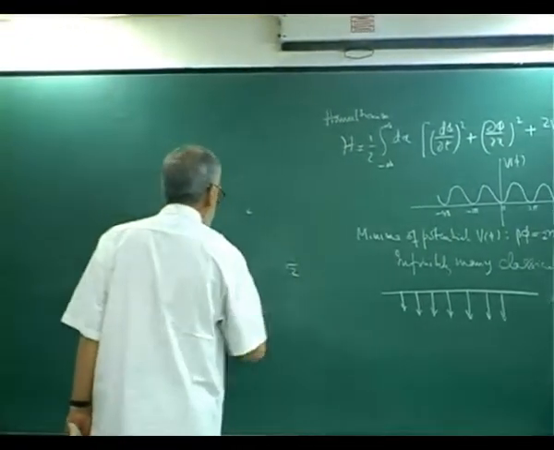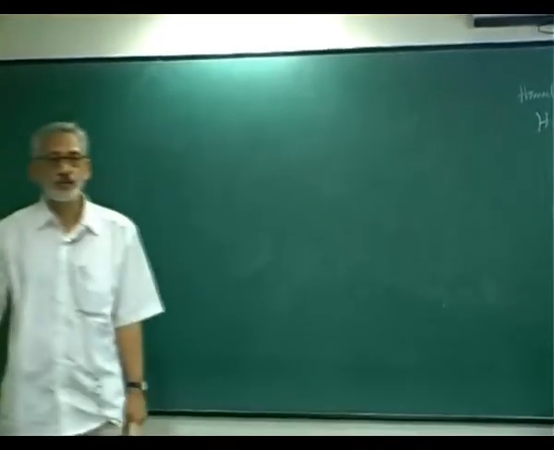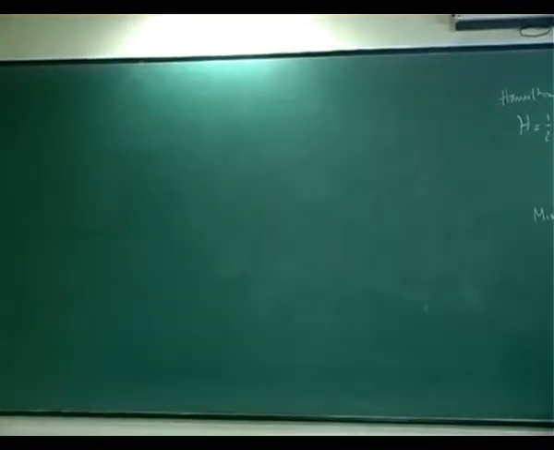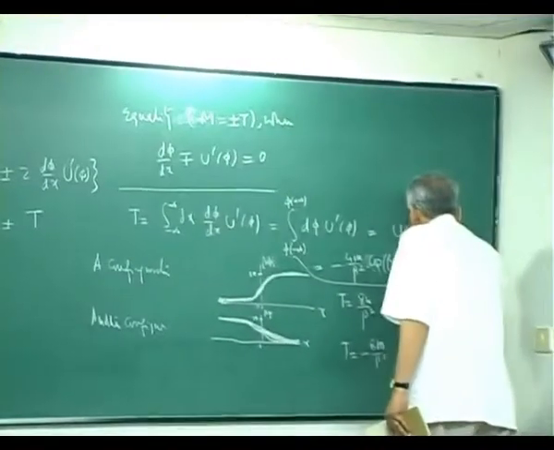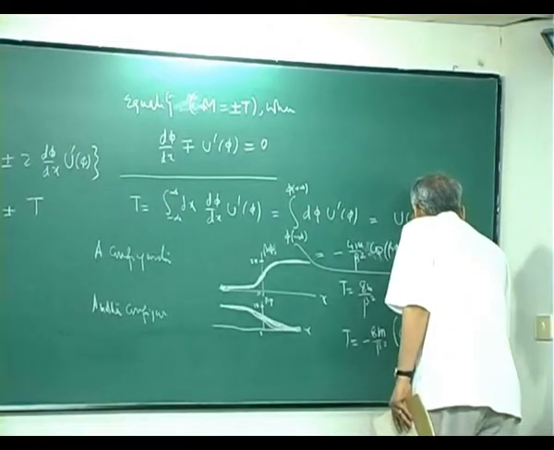We'll give a name to these configurations. These two configurations, we give a name to them and call the first one soliton and call the second one anti-soliton.